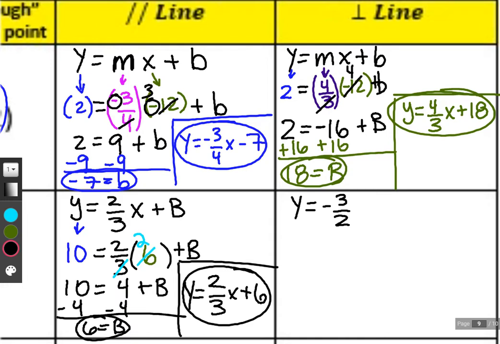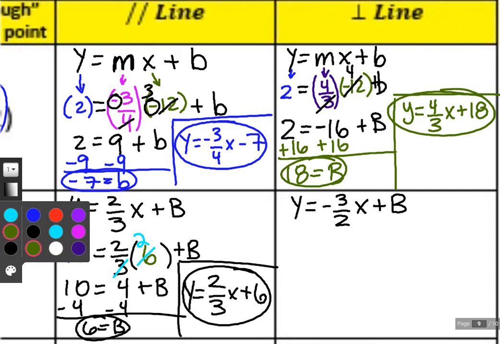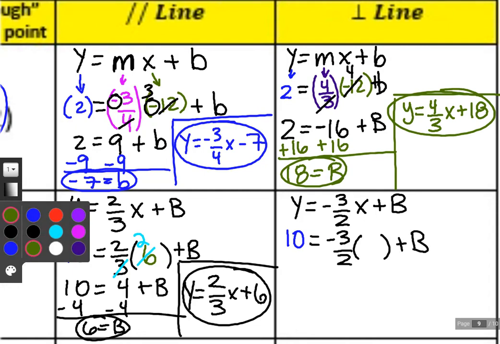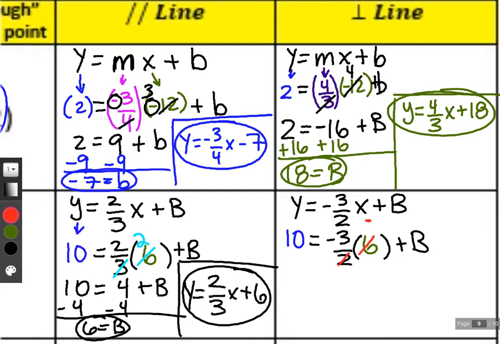Since we're kind of recycling here using the same point that it passes through, our temporary y value is still going to be 10. -3/2 this time. Temporary x value is still going to be 6. Okay, so 2 goes into 6 3 times. And so I'll end up with 10 is the same as -9 plus b. Okay, so adding 9 to both sides. Our new b value should be 19.